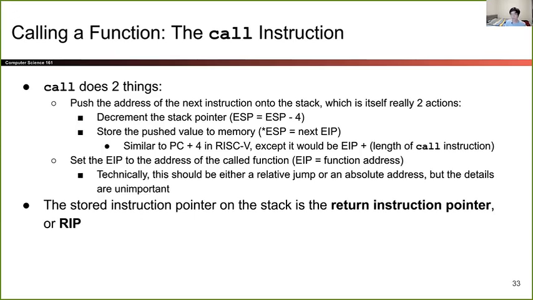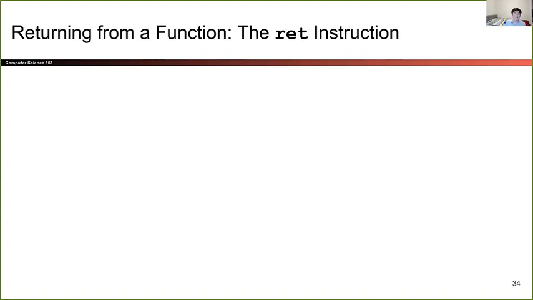The stored instruction pointer on the stack is called the return instruction pointer. It's the instruction pointer that we're going to use to return from the called function. And this is abbreviated as the RIP. You're going to see this come up a lot when we write out our stack diagrams, and you're going to see this come up a lot when we begin to exploit this calling convention next lecture. To return from a function, we have the ret instruction.